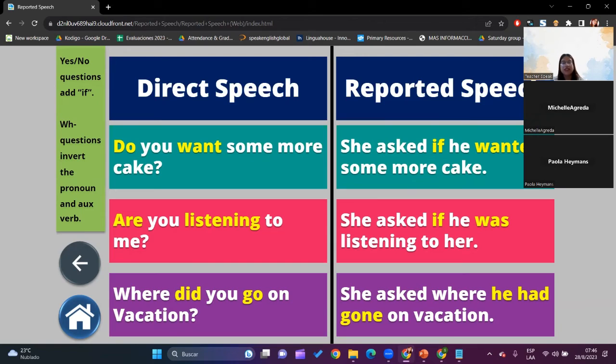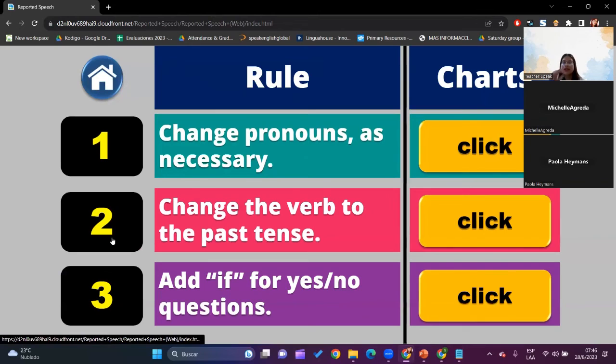And the other: are you listening to me? She asked if he was listening to her, because it's supposed to report something that someone else said to you or to someone else. Where did you go on vacation? She asked where he had gone on vacation, because it's past, we use past first, right? So for yes/no questions, we add if. For wh- questions, we invert the pronoun and the auxiliary verb. That's why we use the verb to be at the end of the question.